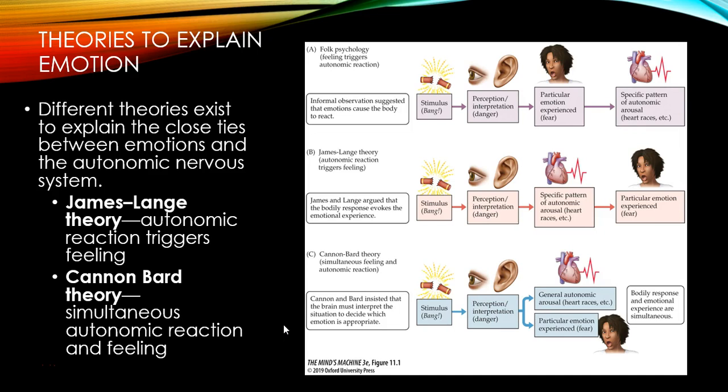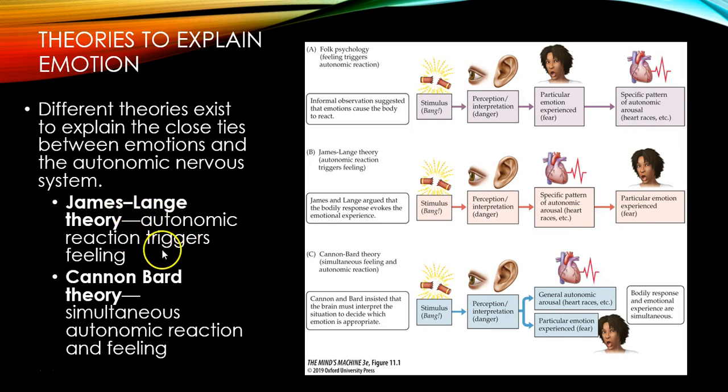So let's go back to this slide here. Here's our James-Lange theory, where you have a stimulus, same. You perceive that stimulus as dangerous, and that in turn starts this autonomic nervous system pattern of arousal. And because of that, you then experience fear. It's the opposite of the way we typically think of it, or maybe as a layperson, we think of how we see emotions. But this is one of the theories that has been supported scientifically. So that's the James-Lange theory.